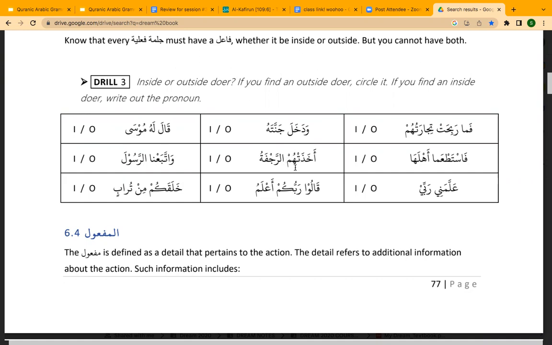Hum. If there was no hum, akhazat ar-rajfatu, the earthquake seized, right? The earthquake seized. Ar-rajfa was feminine because of tamarbuta, muannas qiyasi, the sign of feminine, right?